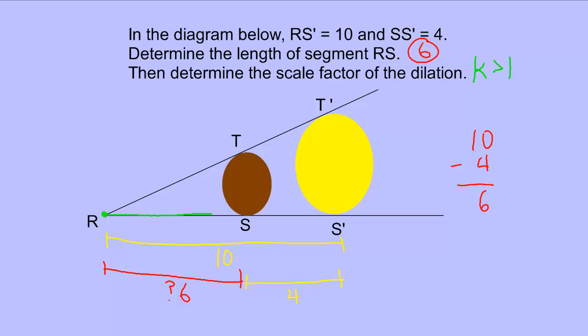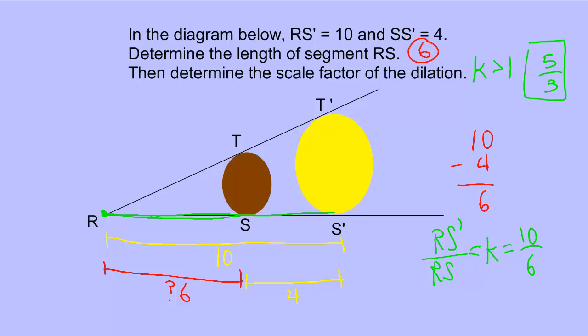Going all the way out to the edge would give us the distance RS prime. We're going to make a ratio of RS prime, the long distance, over, starting again at center point R to S. That ratio will be our scale factor, which is 10 over 6, which of course will simplify to 5 over 3. So our scale factor is 5/3. 5/3 is greater than 1, which is how we got an enlargement and not a reduction.